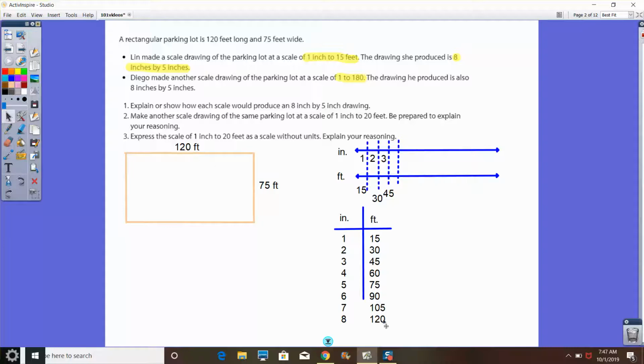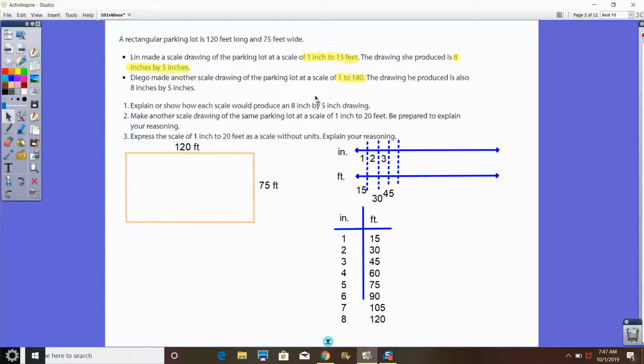120 feet here on this ratio table corresponds to 8 inches on her drawing, whereas 75 feet corresponds to 5 inches on her drawing. So Lynn's drawing being 8 inches by 5 inches makes sense based on the scale that she's using. Okay, so that's sort of our scale that we used in previous lessons.